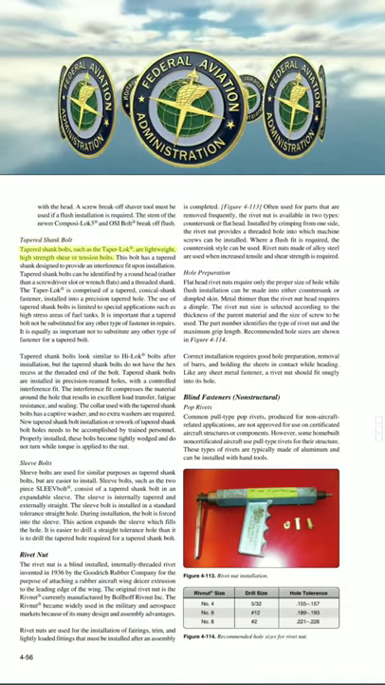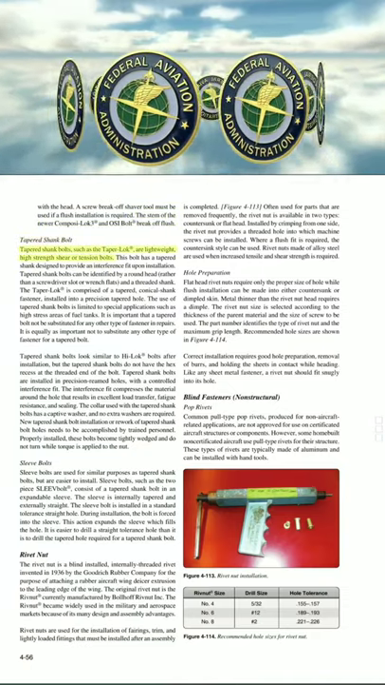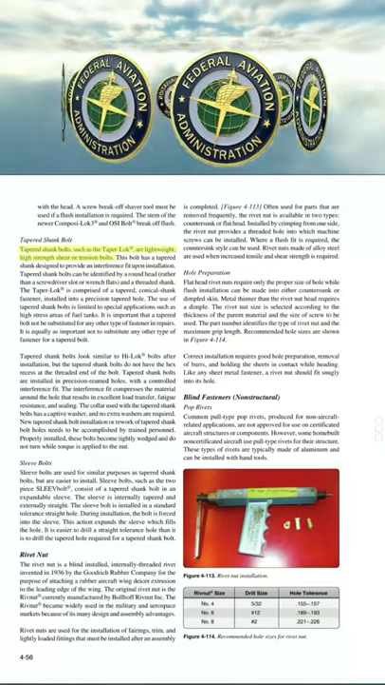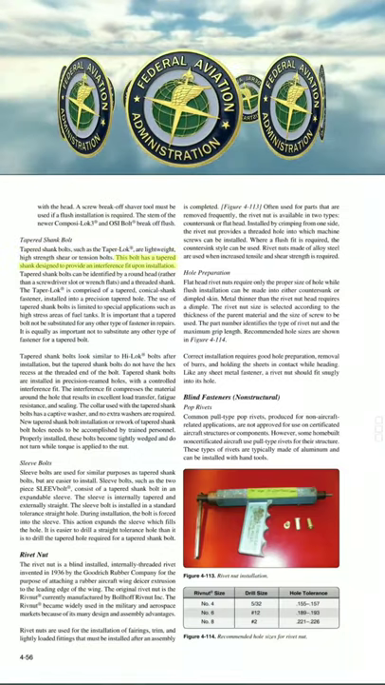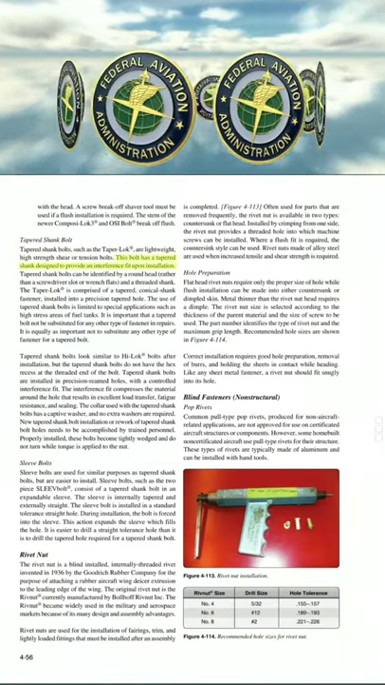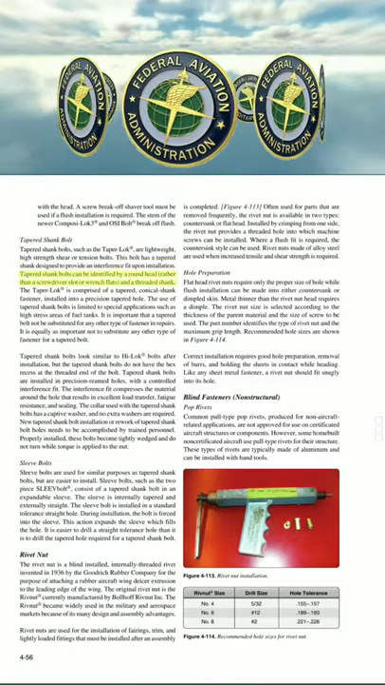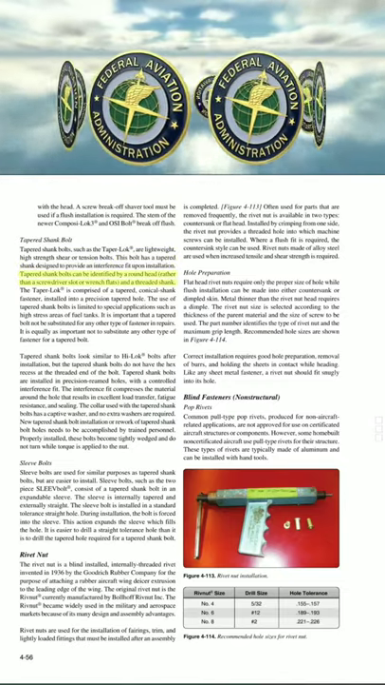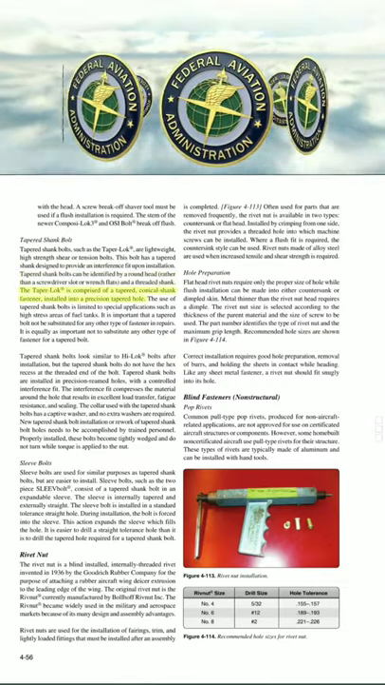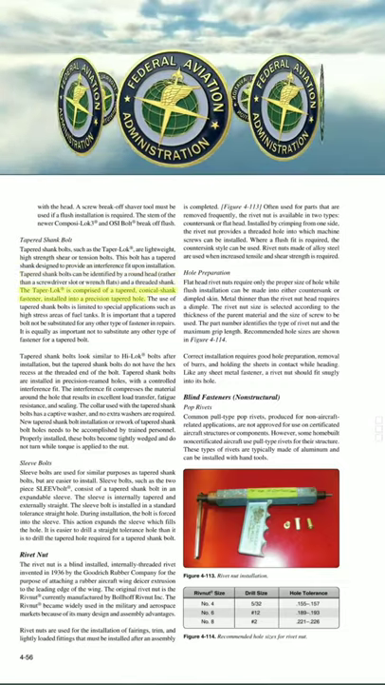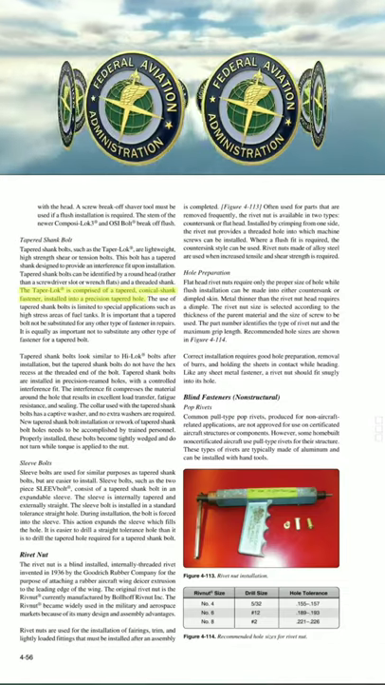Tapered shank bolt. Tapered shank bolts, such as the Taper-Lok registered, are lightweight, high-strength shear tension bolts. This bolt has a tapered shank designed to provide an interference fit upon installation. Tapered shank bolts can be identified by a round head, rather than a screwdriver slot or wrench flats, and a threaded shank. The Taper-Lok registered is comprised of a tapered, conical shank fastener installed into a precision tapered hole.